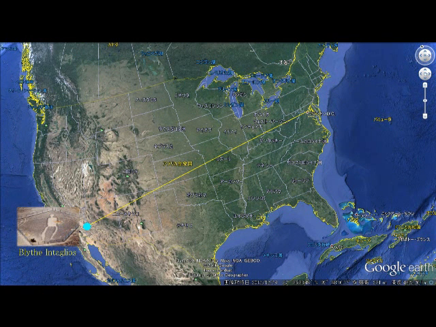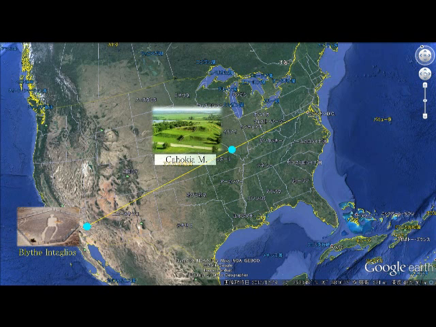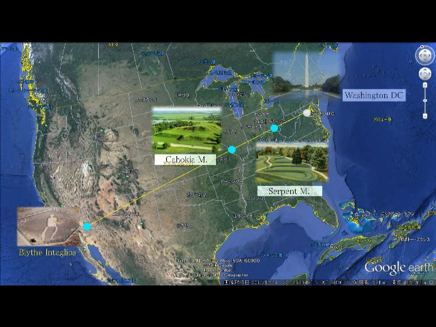This is Blythe Intaglios, Cahokia Mound, and Serpent Mound. And very strangely, you see Washington, D.C. on the extension of this line. Just keep them in your mind because I will show you they're connected with each other in Nazca.